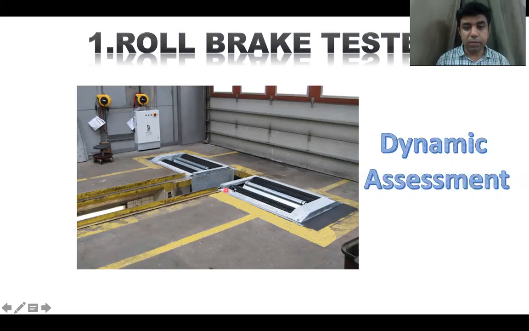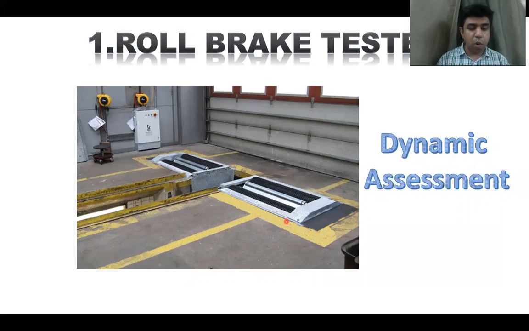Once the vehicle is driven, it will try to drive the roller, and the power available at the roller would be noted with the help of a dynamometer. That was the case of the chassis dynamometer. But in the case of the roll brake test, the scenario is 180 degrees opposite. Instead of the vehicle driving a roller, the roller will try to drive the particular wheel of the vehicle.